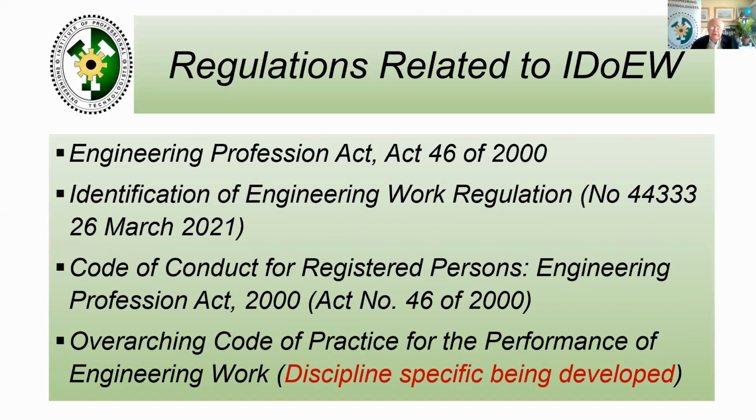There are various regulations related to the identification of engineering work. First of all, there's the Engineering Profession Act, which is the basis of the regulations, Act 46 of 2000. Then the regulation number 44333 of 26 March 2021, Identification of Engineering Work Regulation. Then there's a code of conduct for registered persons under the Engineering Profession Act, which is an ECSA document. And then the overarching code of practice for the performance of engineering work. Now, the discipline-specific codes of practice for the different disciplines and sub-disciplines are still being developed as we're talking.